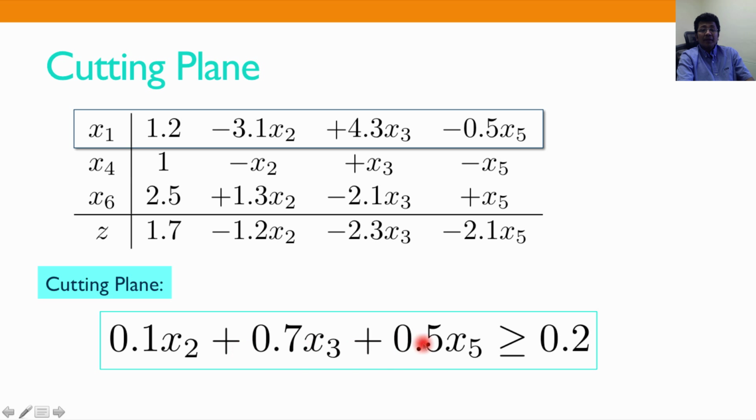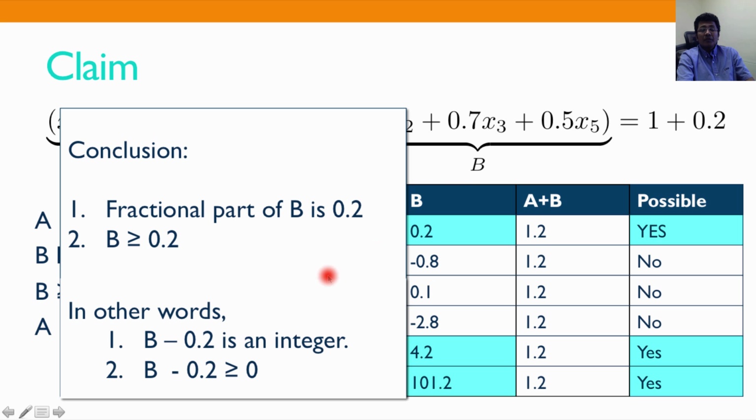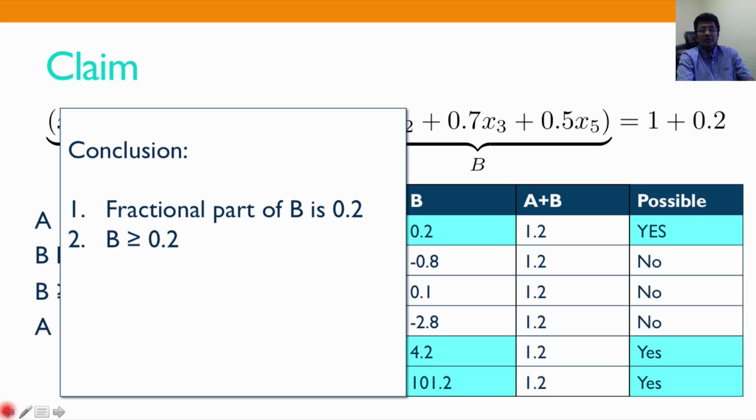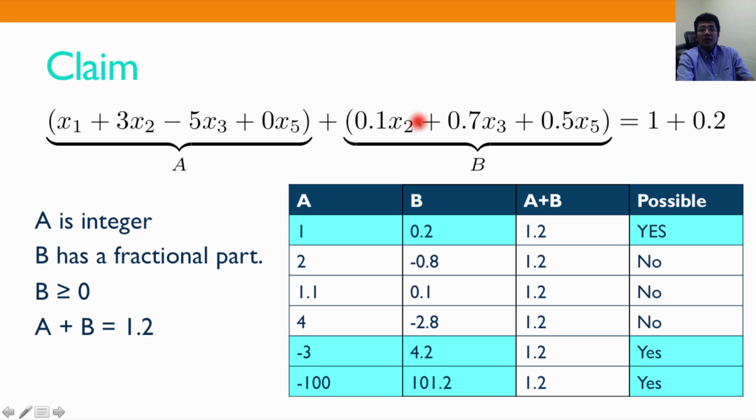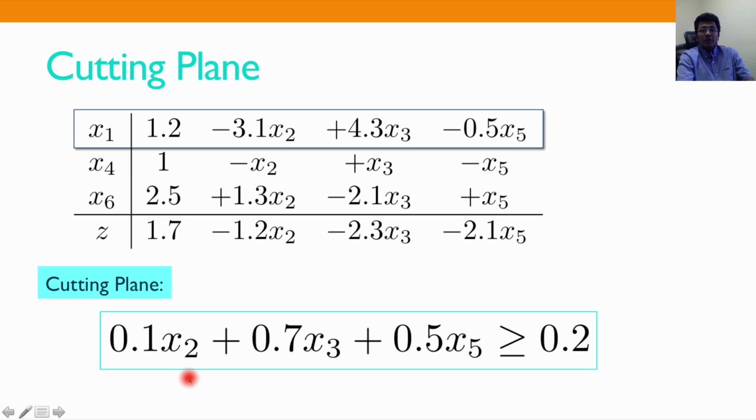The cutting plane is simply going to be B, which, if you go back one slide, is 0.1 x2 plus 0.7 x3 plus 0.5 x5. So B greater than or equal to 0.2. This part is B greater than or equal to 0.2. That is the cutting plane that we need, and I'll show you why this cutting plane works.